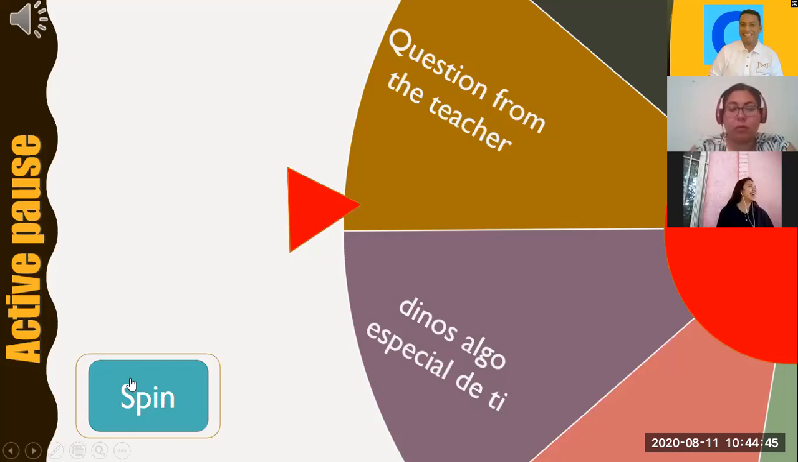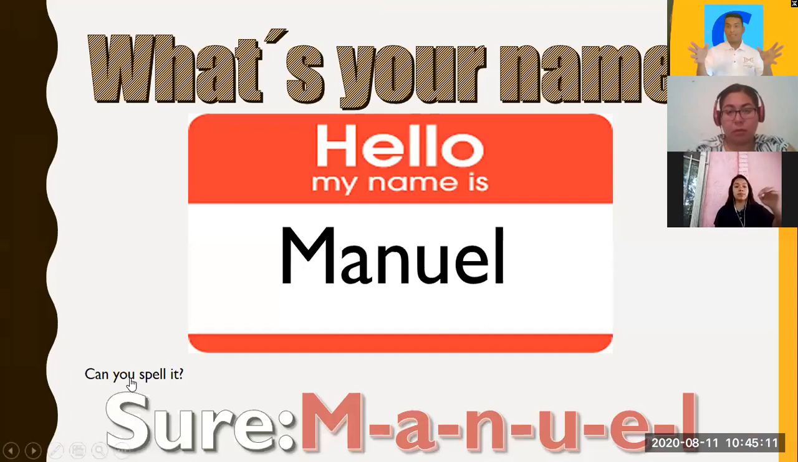So, thank you very much for participating. This was very, very, very fun. Now, our last activity for this class is going to be something very simple. All right? It's quite simple, actually. The last activity is going to be the following. One question. What's your name? Hello, my name is Manuel. Can you spell it? Sure.